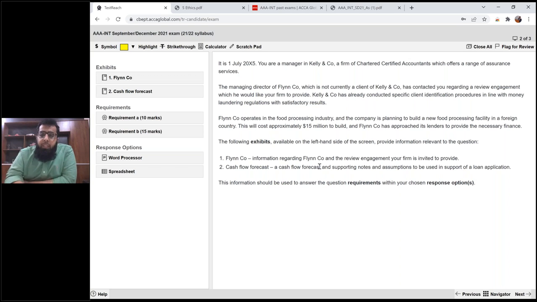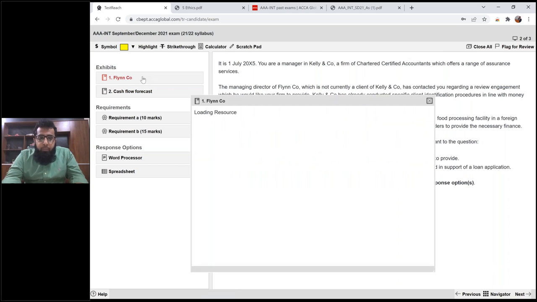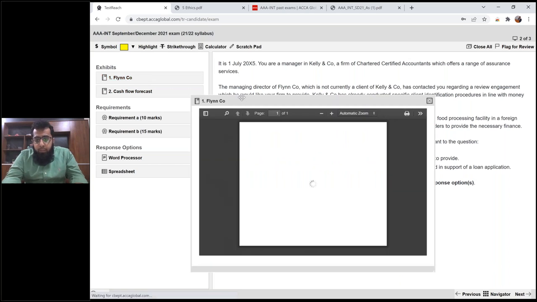So apparently, from the information which we have read till here, and obviously we haven't read the whole question in detail, what we are finding out is that we are an audit firm called Kelly Company, and we have been asked by Flynn Company to provide some review engagement. Flynn Company is not our existing audit client, and there is no money laundering issue. Now let's read the first exhibit so that we can get the data. I will make it a bit bigger.